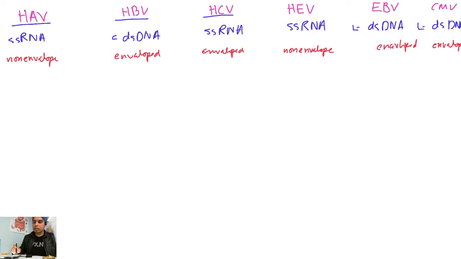Hepatitis A virus only causes acute hepatitis. Hepatitis E only causes acute hepatitis. Epstein-Barr virus, the majority of the time, acute hepatitis. Cytomegalovirus, most of the time only acute. Now, when it comes to hepatitis B, it causes acute first. You have to have acute first before it becomes chronic. Hep C, acute of course, and then chronic.